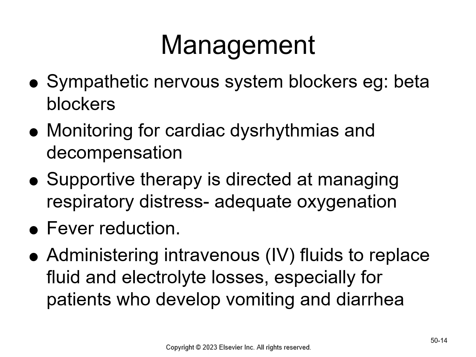Other management includes reduction of sympathetic nervous system activity by sympathetic nervous system blockers, which are beta blockers. As we know, the sympathetic nervous system has alpha and beta receptors. So beta blockers are a category of medication which can reduce the sympathetic nervous system symptoms, like hypertension, tachycardia, etc. Then monitoring for cardiac arrhythmias and decompensation.